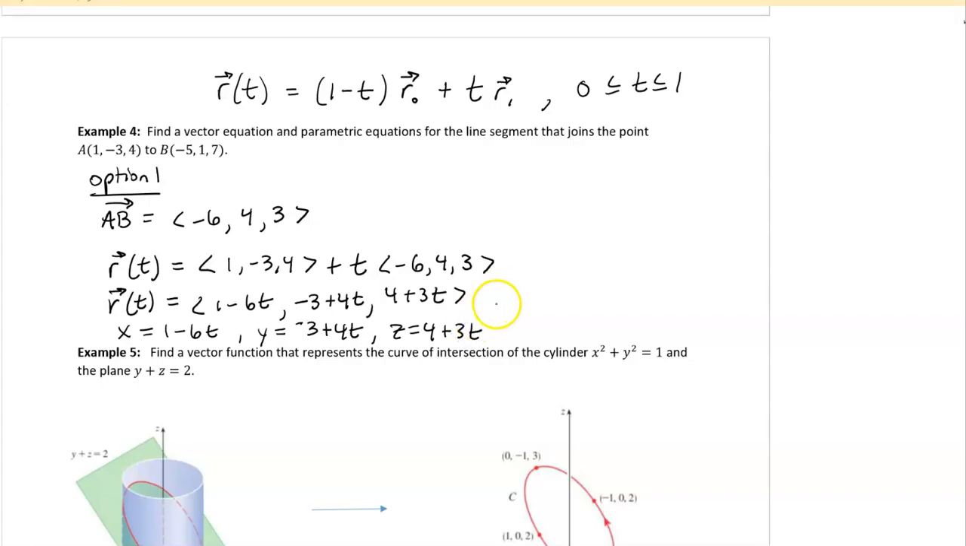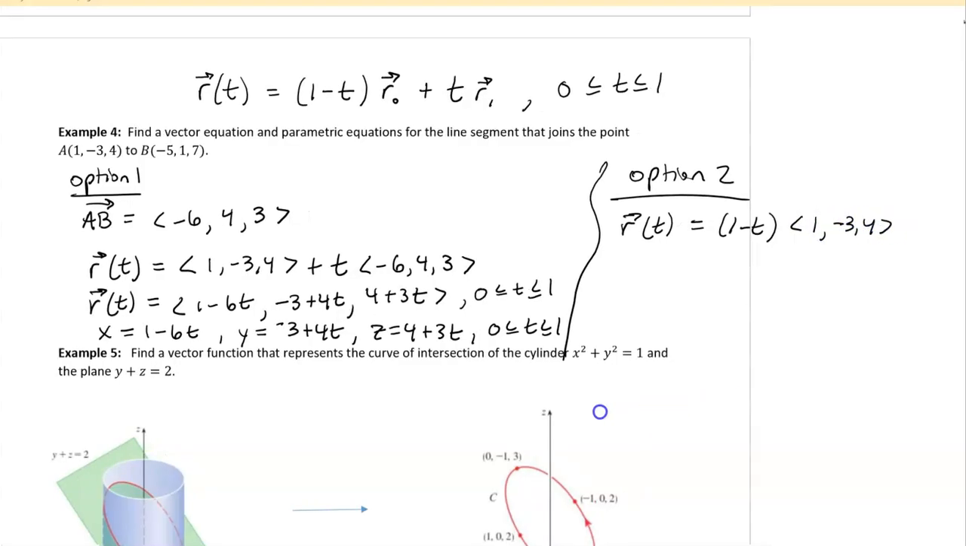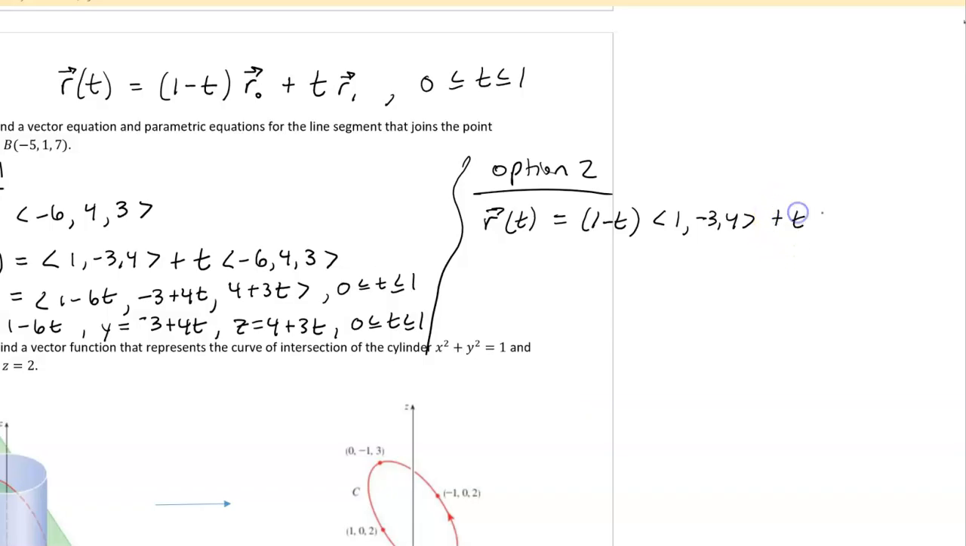And remember, because this is a line segment, our t value is restricted, and in the case of how we're doing this, it's restricted from 0 to 1. If you wanted to use that shortcut, you would have your vector function r equal to 1 minus t times r naught, the vector pointing at the initial point, 1, -3, 4, plus t times the vector pointing at the point where we end, -5, 1, 7.